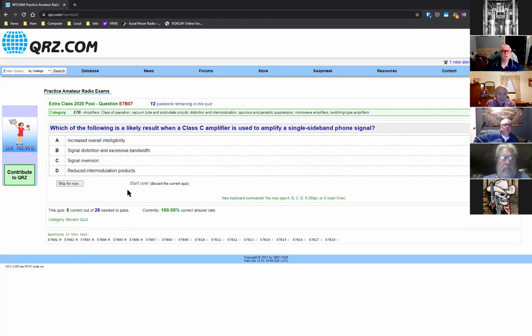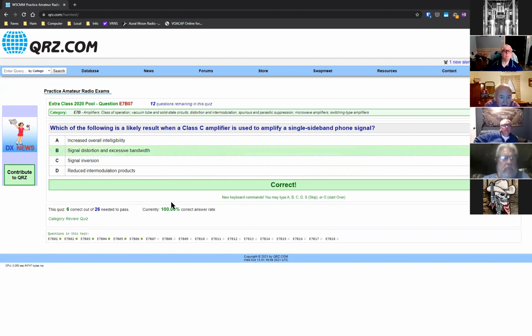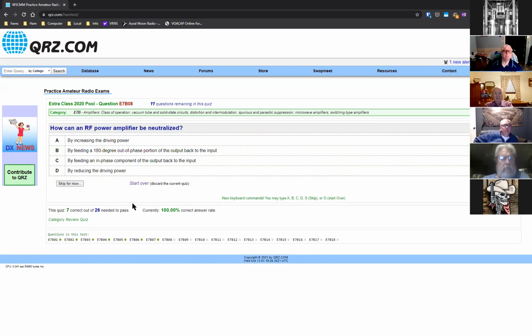Which of the following is a likely result when a class C amplifier is used to amplify a single sideband phone signal? B. Signal distortion and excessive bandwidth. How can an RF power amplifier be neutralized? B. Yeah.